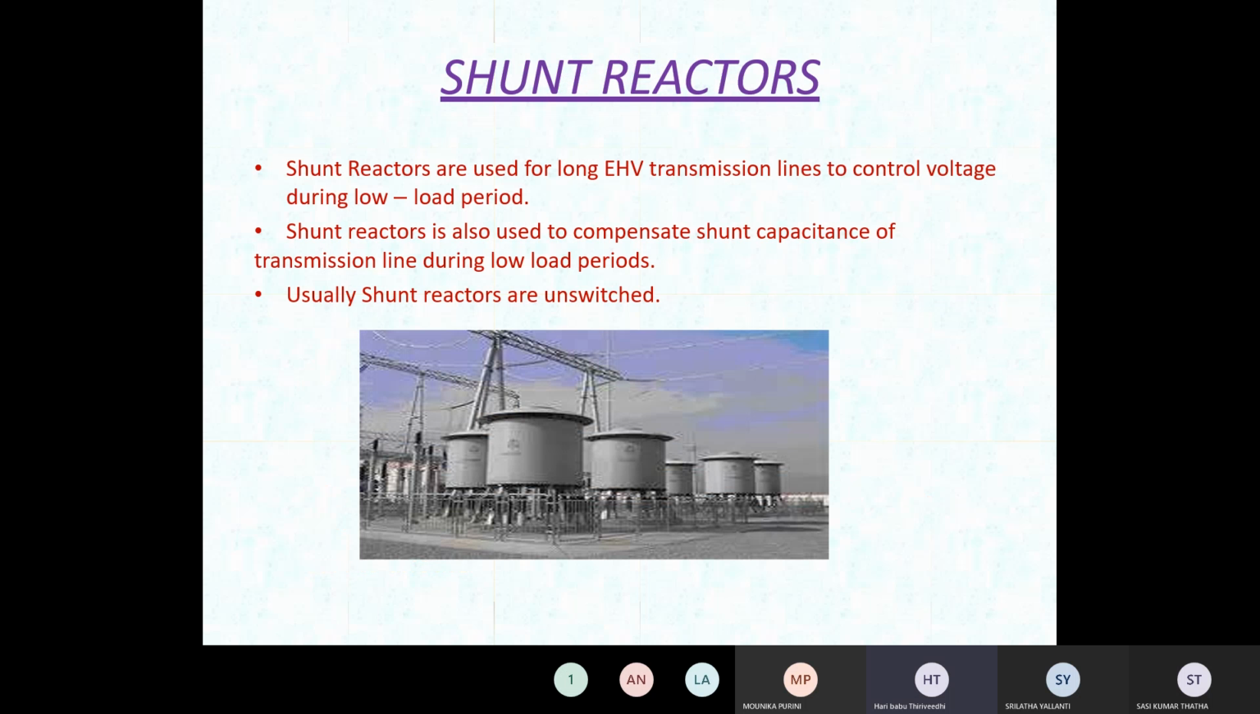Now shunt reactors. The use of shunt reactors is to control the voltage during off-load period or low load period, mainly used in EHV transmission lines. Shunt reactors are used to compensate the shunt capacitance in the transmission line. That means they may be used to improve the voltage regulation. Generally shunt reactors are unswitched, there is no switching. By using shunt reactors, you may increase the power transfer capability and also voltage regulation.